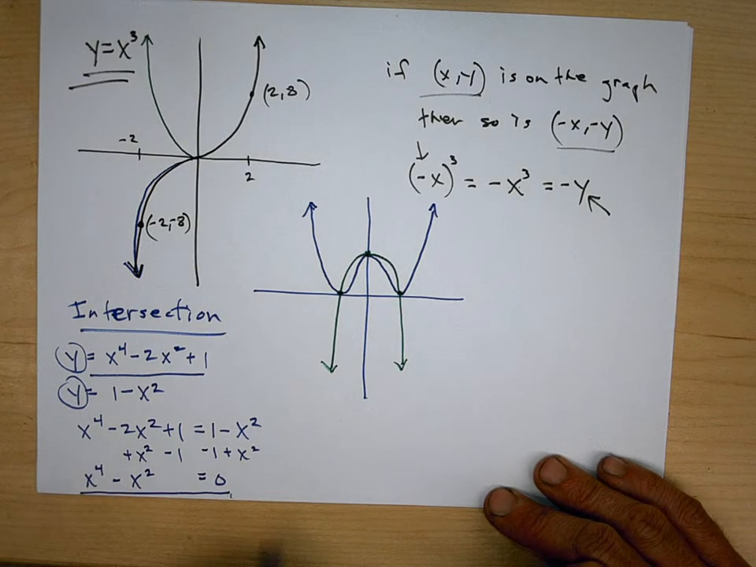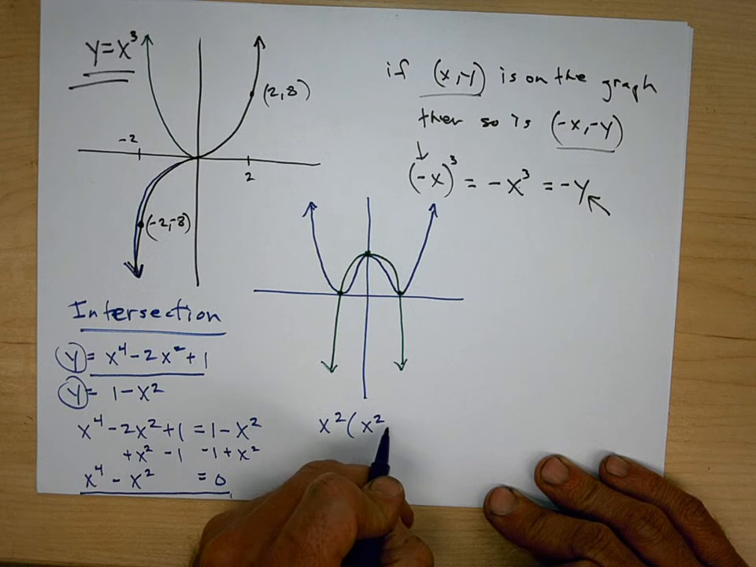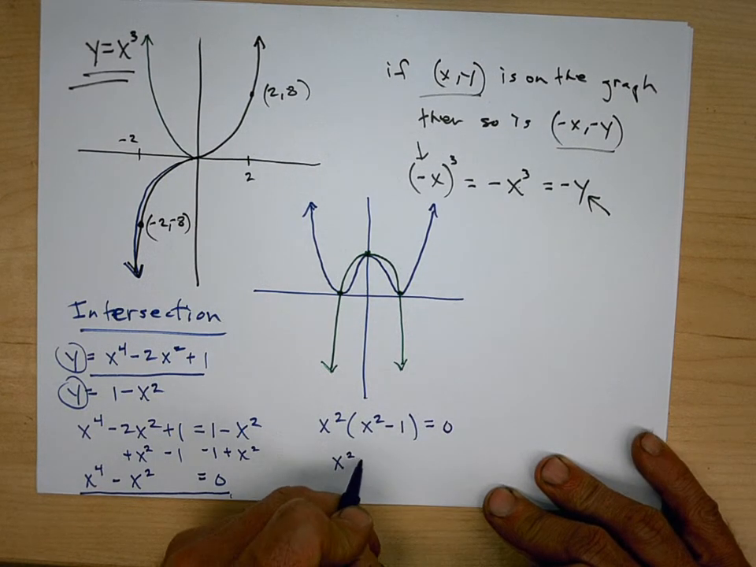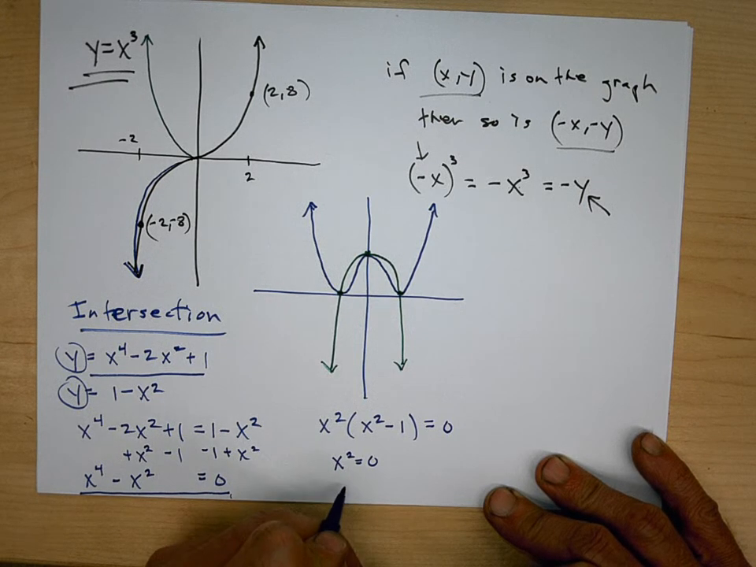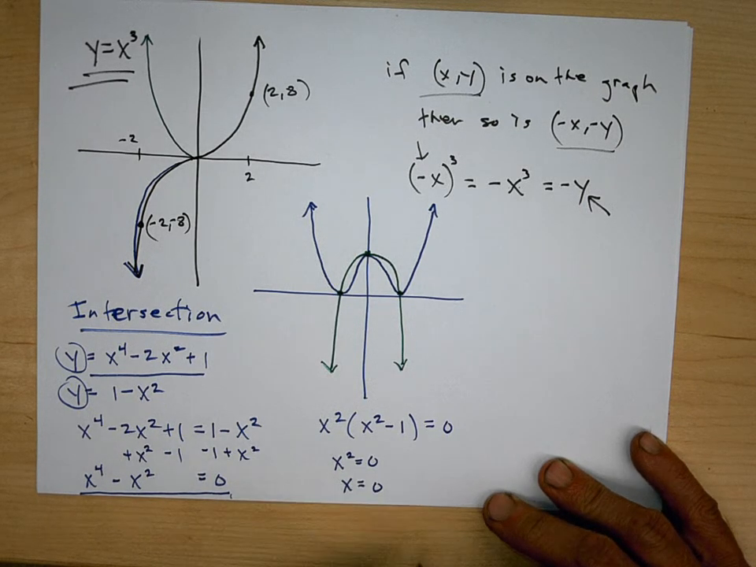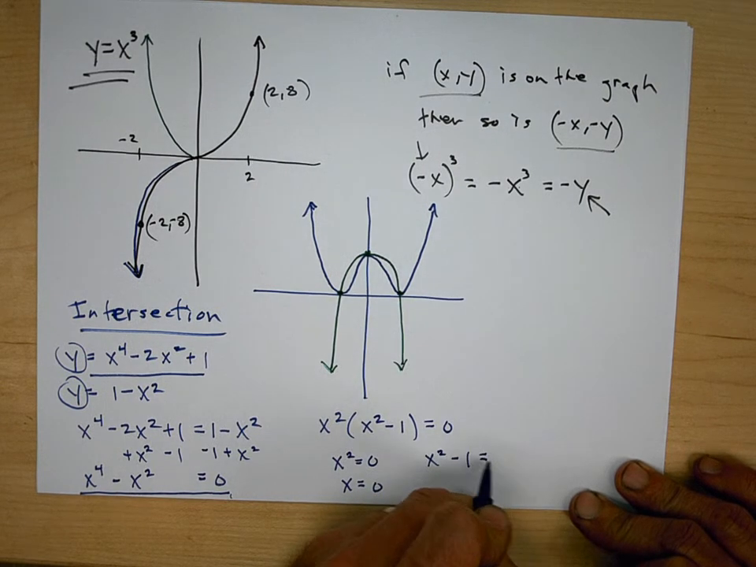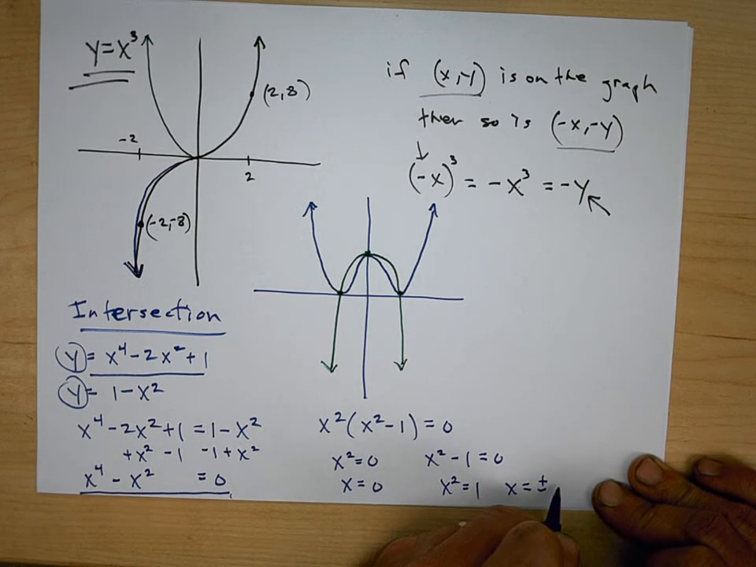I can factor out an x squared. That leaves me with an x squared minus 1 equals 0. So once again, either one of these being equal to 0 makes this true, so I set x squared equal to 0. That's only true when x equals 0. Likewise, I can set x squared minus 1 equal to 0, or x squared equals 1. That will happen when x equals plus or minus 1.